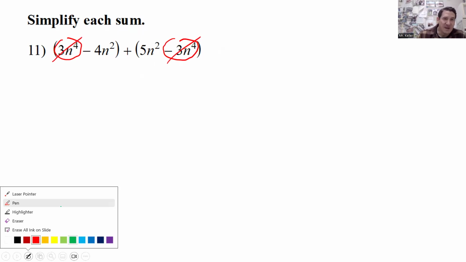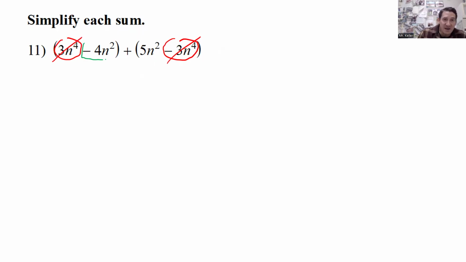Next, negative 4n squared plus 5n squared. Again, that minus stays with the 4n squared. So negative 4 plus 5 is positive 1. Positive 1n squared. I wrote that like an A, my bad. Positive 1n squared, and that's it. So when you combine like terms, same letter, same exponent, and then you just add the coefficients, add together the numbers in front.